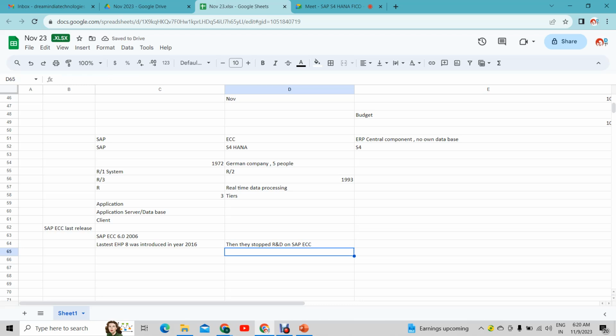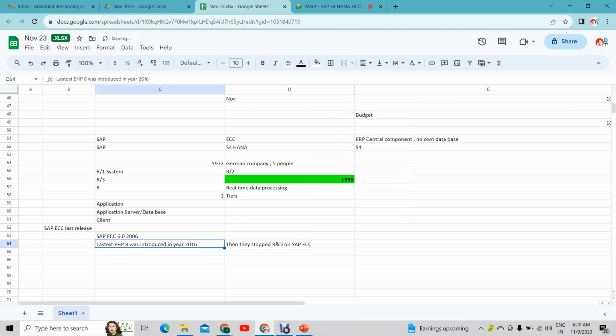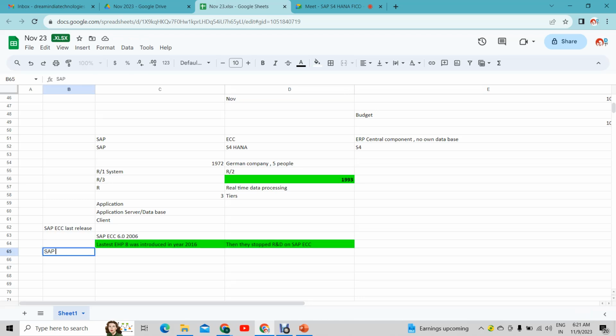So currently many topmost customers are using the SAP ECC product, which was the first product of SAP, from 1993. So then SAP said, okay, boss, this is the last release. After that, there is no further research and development. We are not bringing any new solutions. What solutions we have so far delivered, that's all.